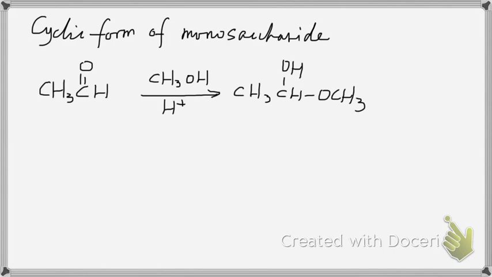Now we will take a look at the cyclic form of monosaccharides. For 5 or more carbon atoms, the cyclic structure will dominate at equilibrium with the open chain structures. So before we talk about the cyclic form, we need to review one important reaction between a carbonyl of the aldehyde or ketone with alcohols. Do you still remember this reaction?